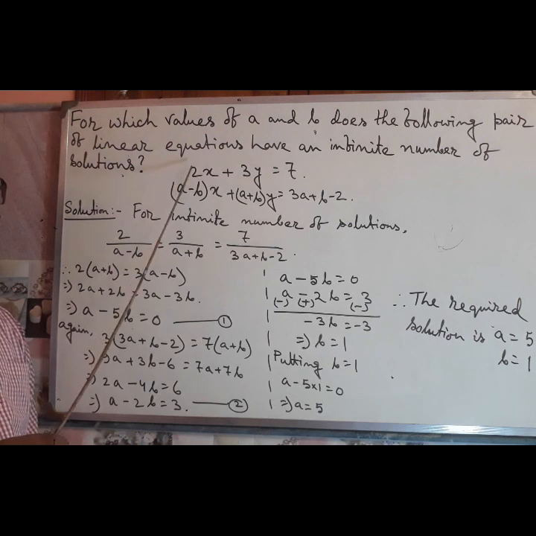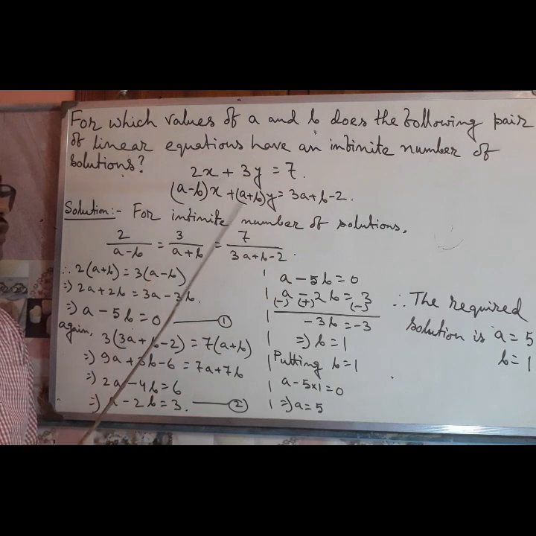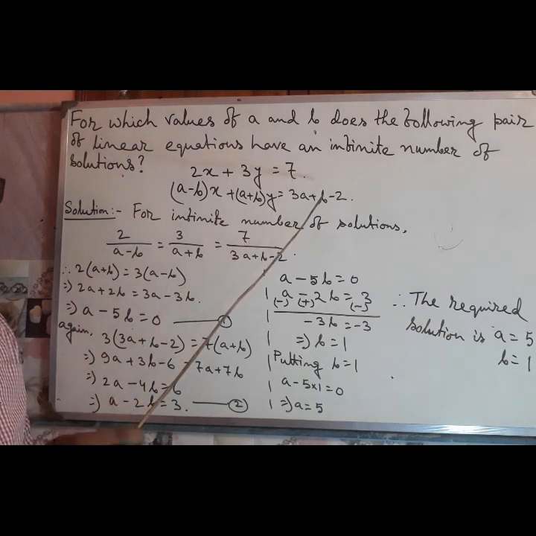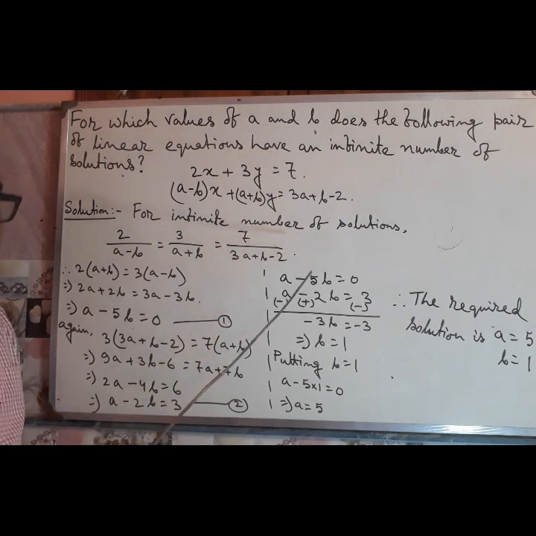a1 by a2 is equal to b1 by b2 is equal to c1 by c2. That is, all the ratios are equal. That is, the ratio of the coefficients of x is equal to the ratio of the coefficients of y is equal to the ratio of the constant terms. So 2 by (a minus b) is equal to 3 by (a plus b) is equal to 7 by (3a plus b minus 2).